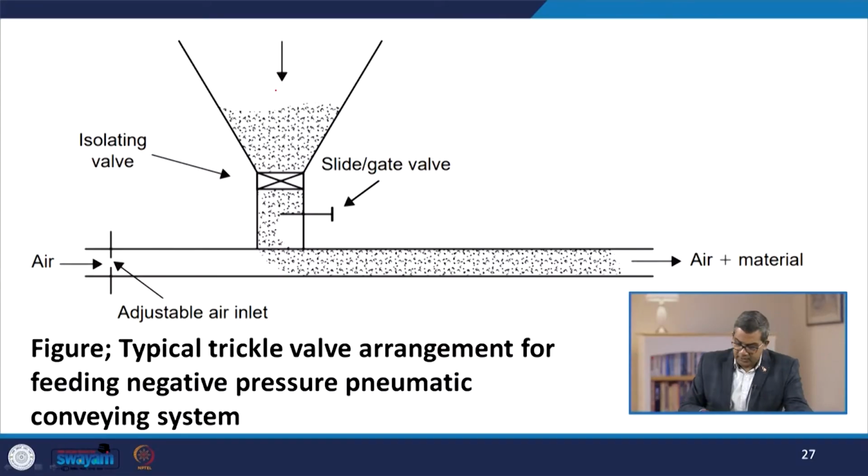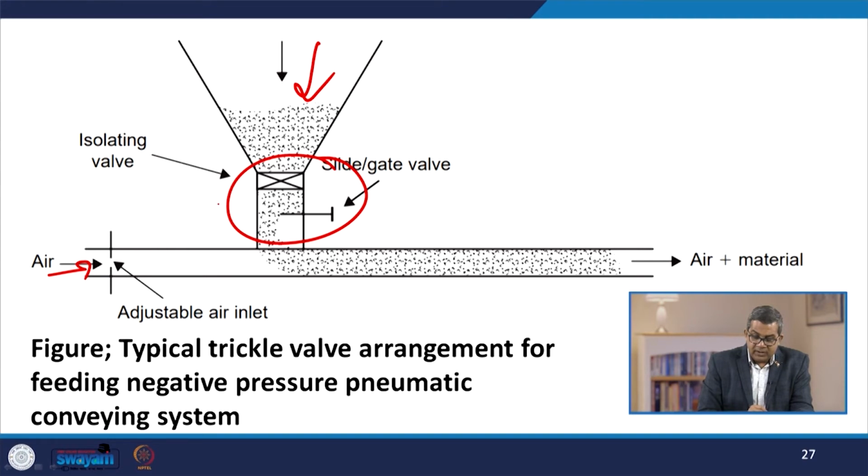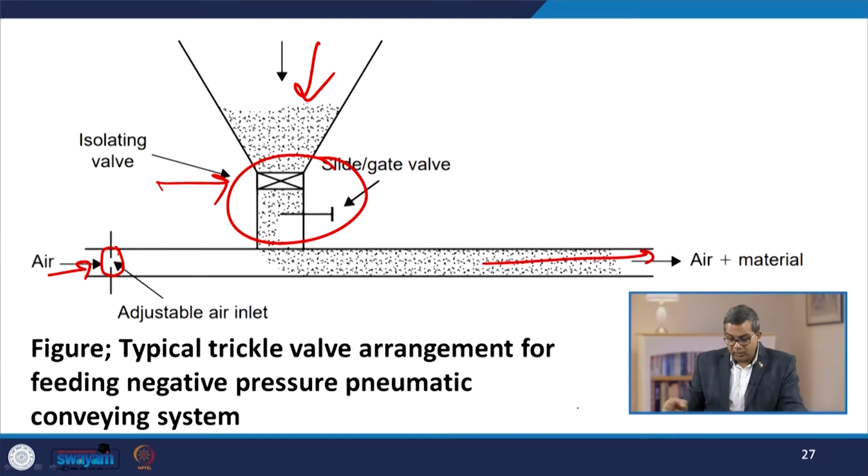Now, here you see the typical trickle valve arrangement for feeding a negative pressure pneumatic conveying system. You see here we are supplying the air, the material in, and this is the slide gate valve with an isolation, and all these things are in control. Additionally, you have one adjustable air inlet, and the entire air plus material is coming out of this port.